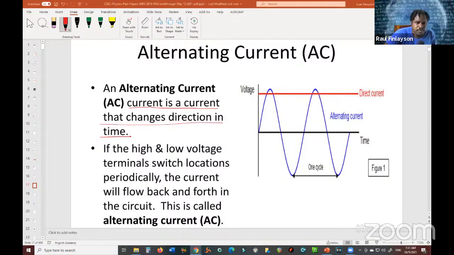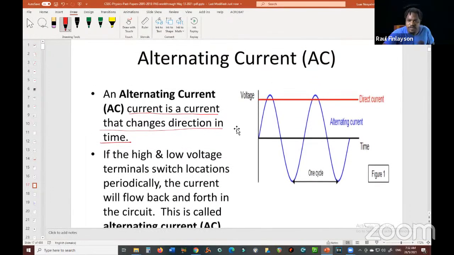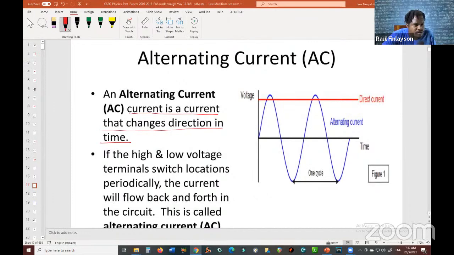All right, so AC current. This is what AC current is. All right, we're explaining why. Anybody remember why we said the current reverses the flow from last class?